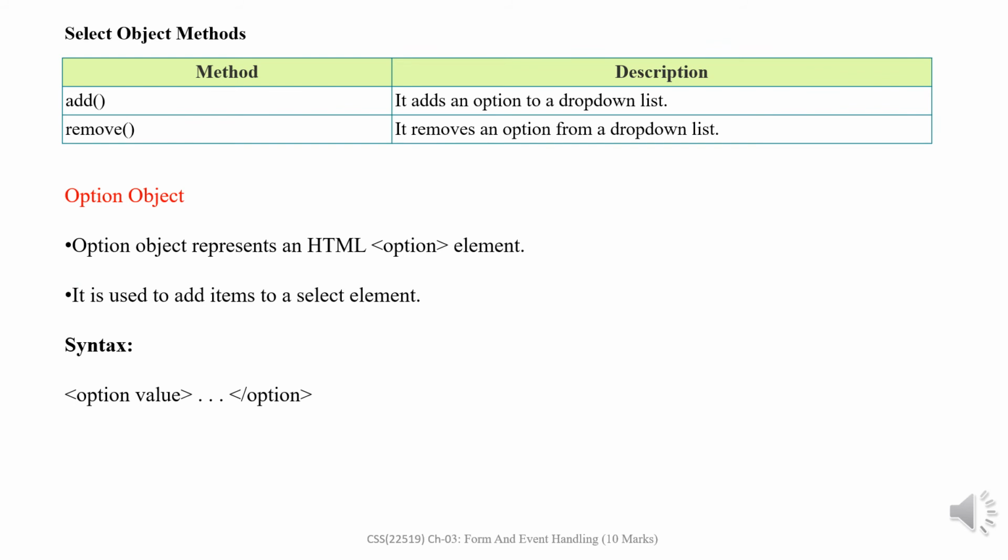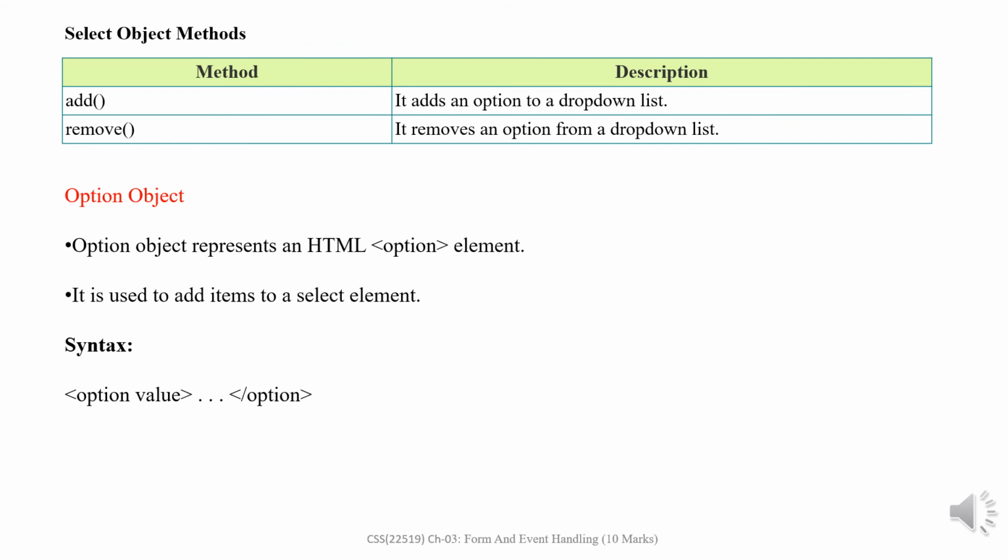The methods for the select object are add and remove. Add adds an option to the drop down list, and remove removes an option from the drop down list. So we say that it adds an option to the drop down list, removes an option from the drop down list, or returns the number of options in the drop down list.